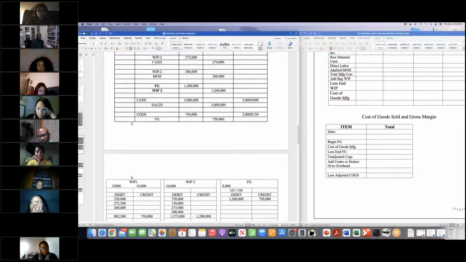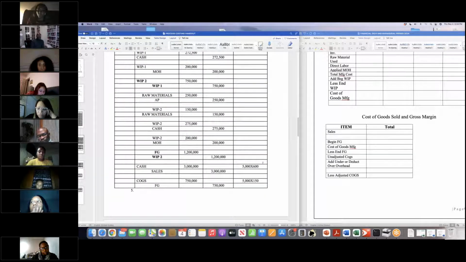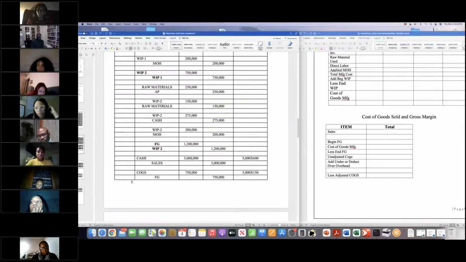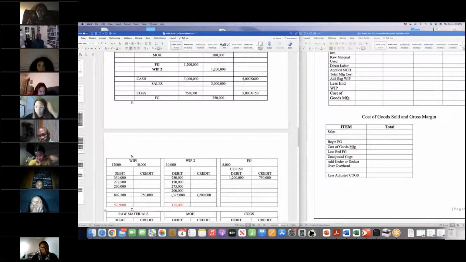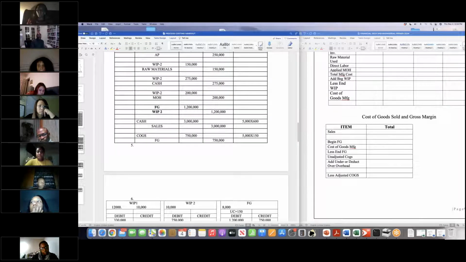So any question on how we got the journal entries? It says we sold 5,000, so we have to have the cost of 5,000. The unit cost is 150. 150 times 5,000 is 750,000. Our selling price was 4 times the unit cost, so we waited until after the fact and got 600. So 5,000 times 600 is 3 million. Any questions?